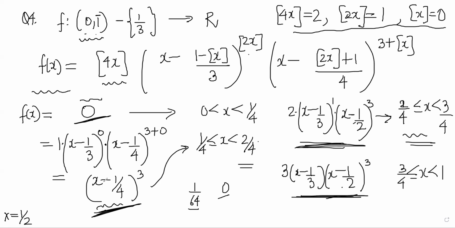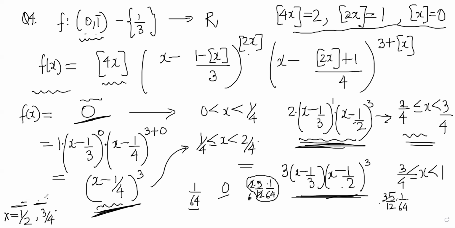Similarly, let's check 3/4. When you put 3/4 from the left hand side, you'll put here. So 3/4 minus 1/3 becomes 9/12 minus 4/12, so 5/12. So it is coming as 2 times 5/12, and 3/4 minus 2/4 is 1/4, so 1/64. So we are getting 5/64 into 6. And from the other side, when you put 3/4, you get 3 times 3/4 minus 1/3, that is again 5/12. But this time it is 3 times 5/12 into 1/64, which is different from 2 times 5/12 into 1/64. So again, 3/4 is a point of discontinuity.